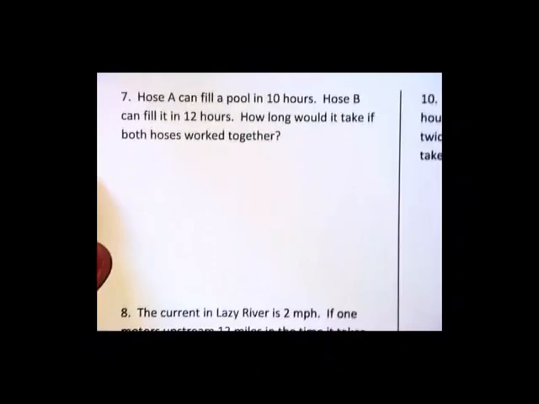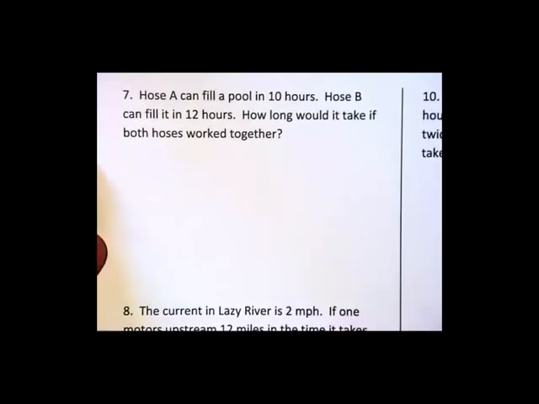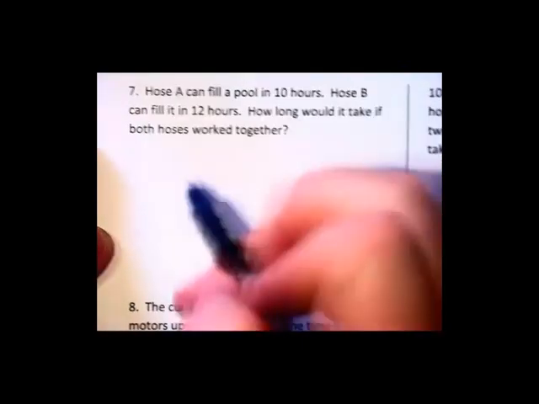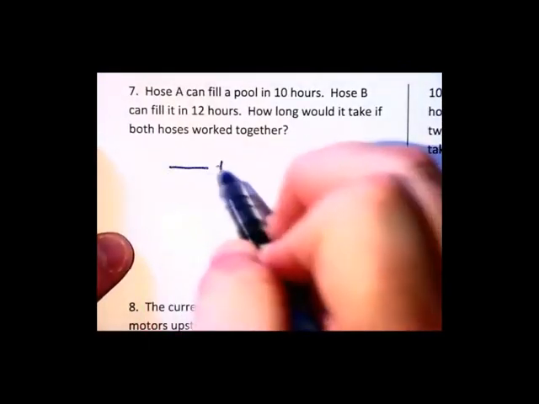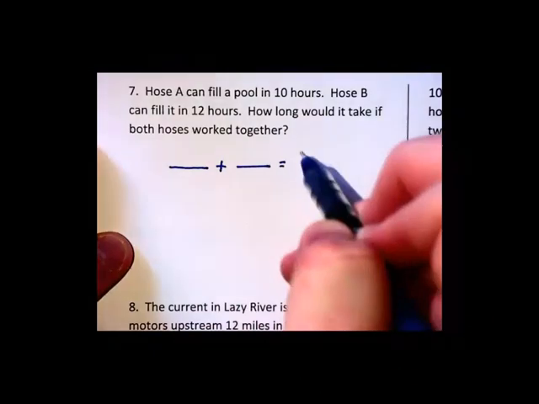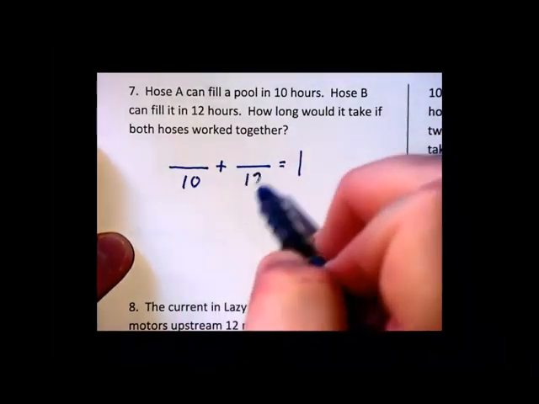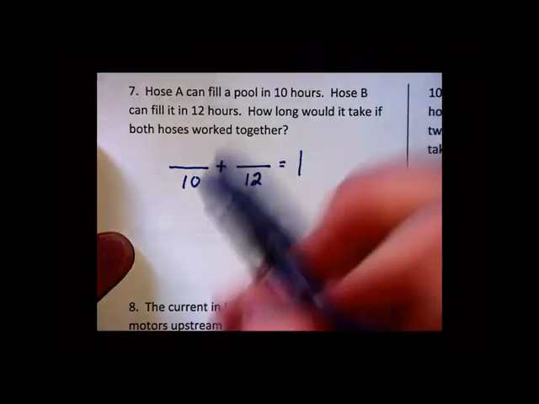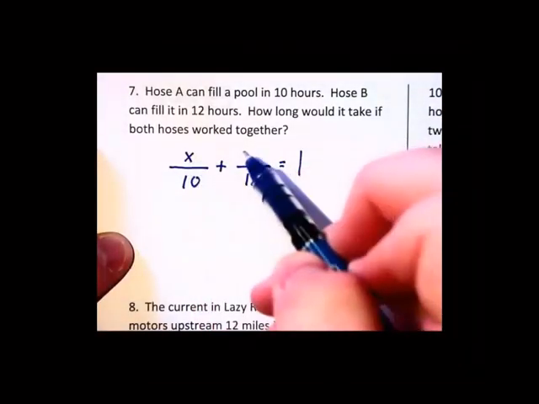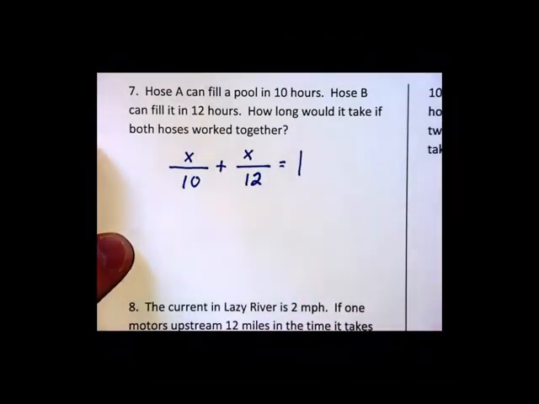Okay, next page with some word problems to look at. Here we go. Hose A can fill a pool in 10 hours, hose B can fill it in 12 hours. This is a work problem. Fraction plus fraction equals 1. We put the alone times of 10 and 12 in the denominators, and we're solving for x, which is the together time, which is missing up there in the numerator.